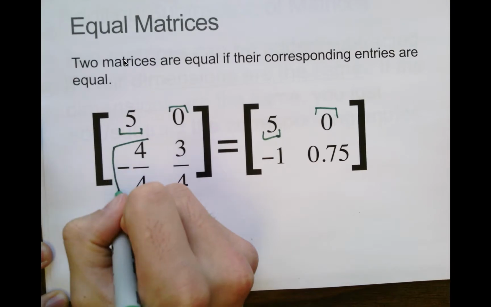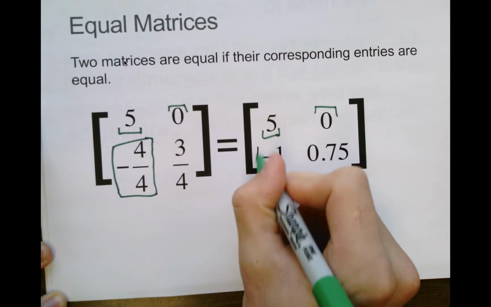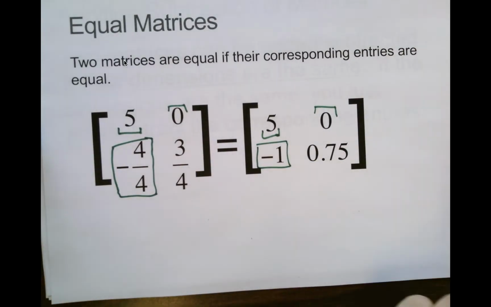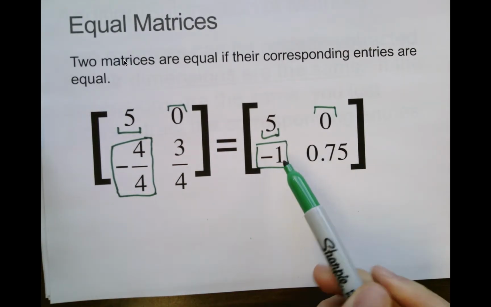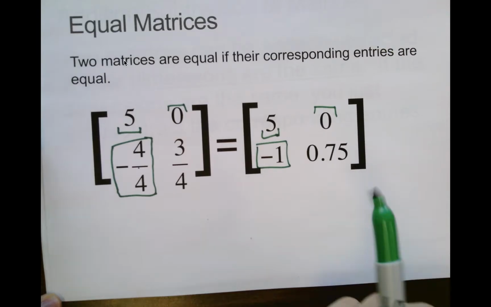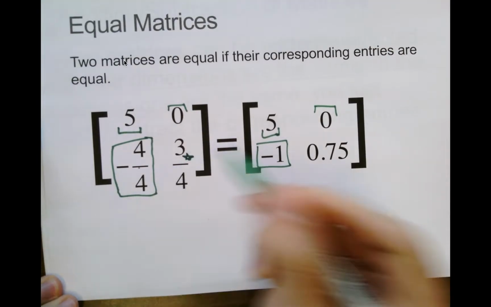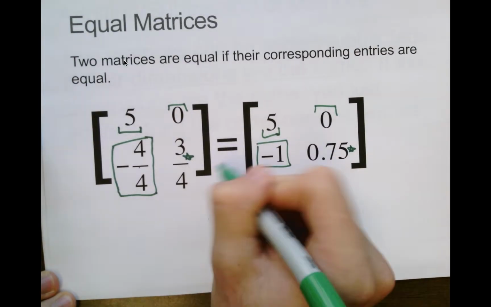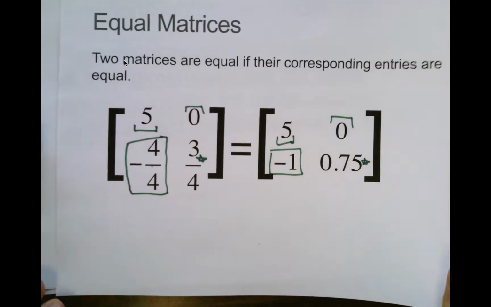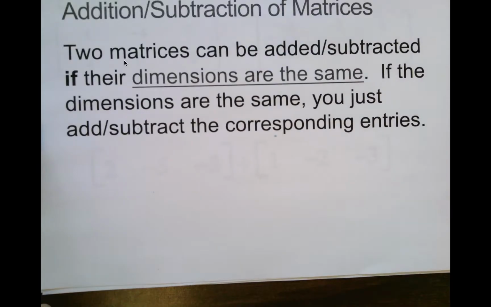Even these. Negative 4 over 4 is equal to negative 1. They may be in a different form, but if I actually simplified this on the left-hand side, it would be equal to negative 1. And again, those entries correspond to one another. Same thing with the 3 over 4 and the 0.75, and those two things are equal. The only way we could say they're equal is if each corresponding entry is equal.